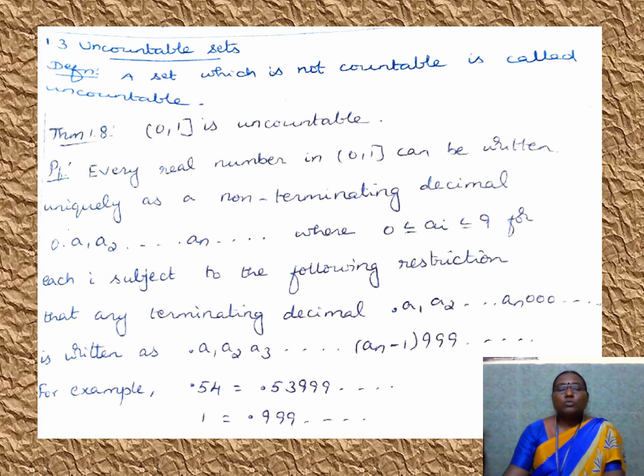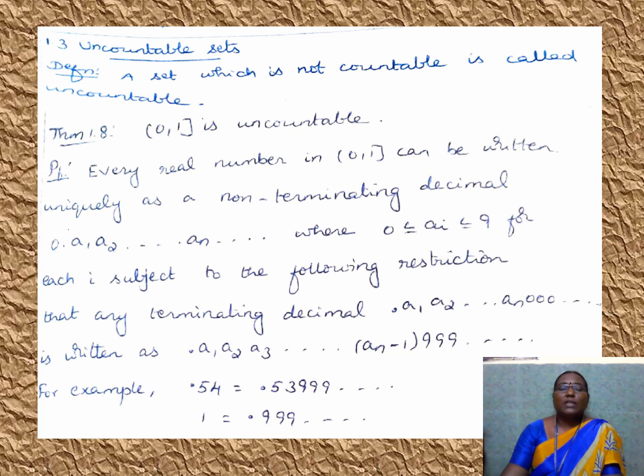Next, we are moving to the concept of uncountable sets. What do we mean by an uncountable set? It is a set which is not countable. So the sets which are not countable are termed uncountable sets. We are proving the following theorem 1.8: the interval (0, 1] is uncountable. That is, the set is not countable.